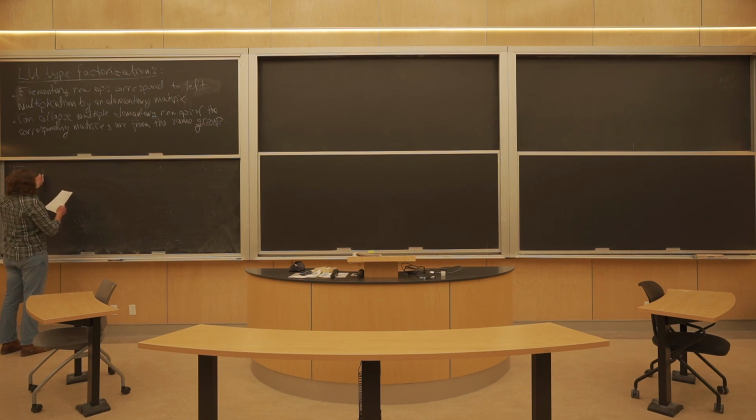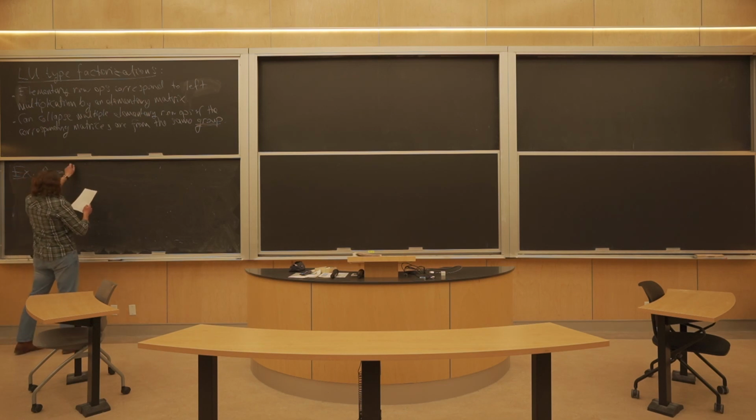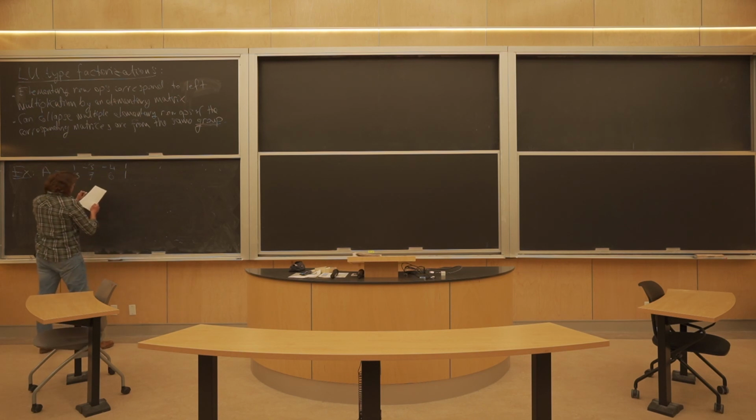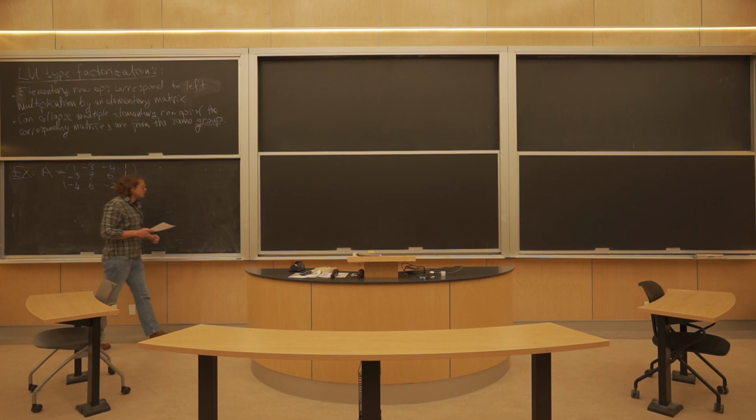So let's say that my matrix A is a 3 by 4 matrix. Its entries are these: 1, minus 3, minus 4, 1, minus 3, 7, 6, 1, minus 4, 6, minus 2, 2. And as usual, let's say that I'm trying to row reduce this.